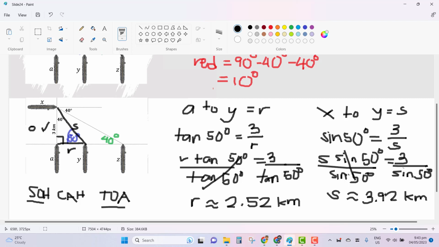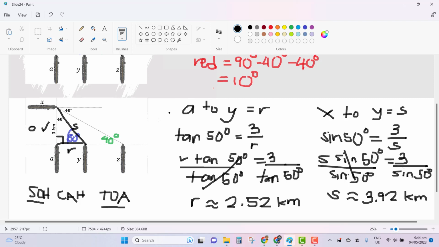Now, you could again think of this. 50 is larger than 40. That's why your R is shorter than your 3 kilometers. And your S, being the hypotenuse for this first triangle, is always the longest. That's 3.92 versus 3 versus 2.52. That's for these two measurements first.